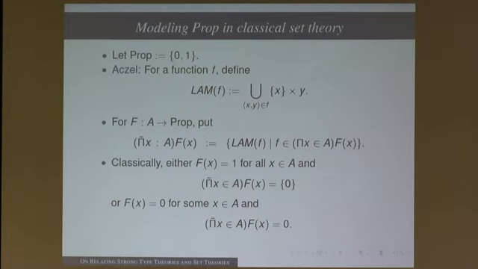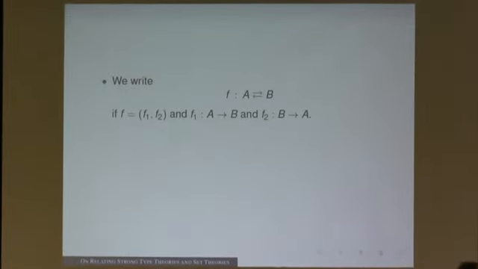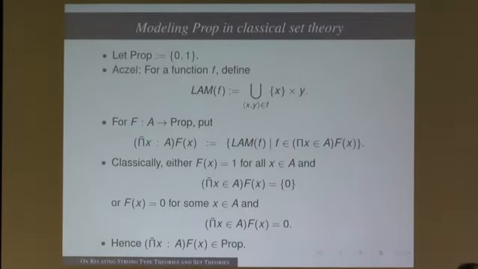And then you see what happens. Classically, this f is something that goes into prop, okay? So either f of x is 1 for all x in A, and then this set-theoretic object is just the singleton 0, yeah? Or you have that f of x is 0 for some x in A, and then this is just the empty set, yeah? So that's how you can model it in classical set theory. Hence these products are in prop. But as you see, you need classical logic to do this, because you make this case distinction here, either-or.